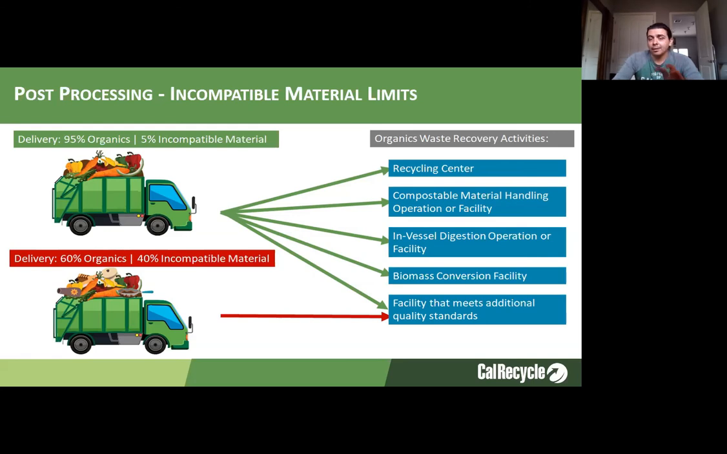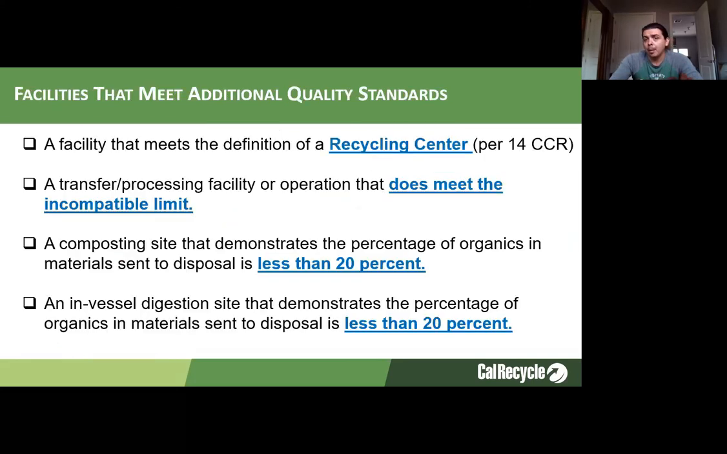And what do we mean by additional quality standards? Well, if you remember from the video, that can mean a facility that meets the definition of a recycling center per Title 14. It can also be a transfer processing facility or operation that does meet the incompatible material limit. So if one transfer processor can't really clean that material below that 20%, then it can send it to another transfer processing facility that actually can process that material and remove those incompatibles and contaminants in order to make that material clean. So it can go to a facility that does meet the incompatible limit.